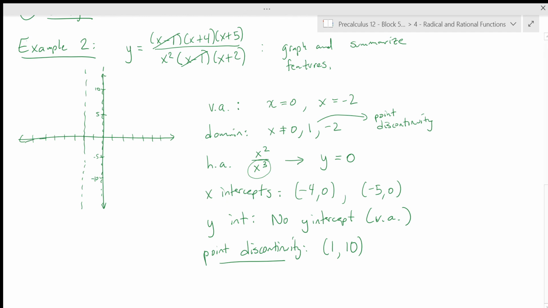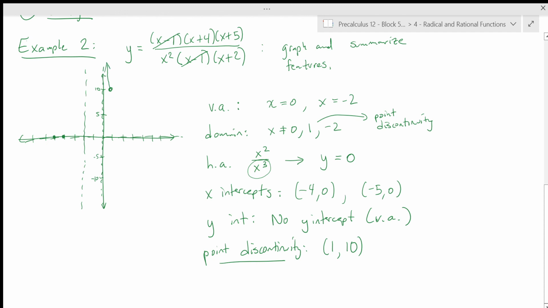Then I have a horizontal asymptote here on the x-axis. I know that I cross the x-axis at 1, 2, 3, negative 4, and then also at negative 5. So it looks like I'm going to go either up and back down or down and back up. And I have a point discontinuity at x equals positive 1 and positive 10. So I know that right here is a point discontinuity. Okay, so now I'm pretty sure because of my point discontinuity that this one is coming down from above.